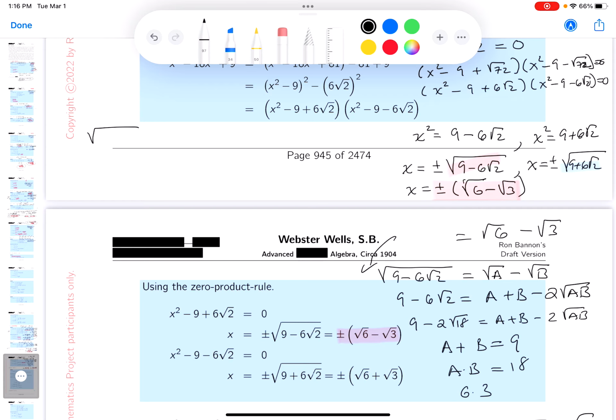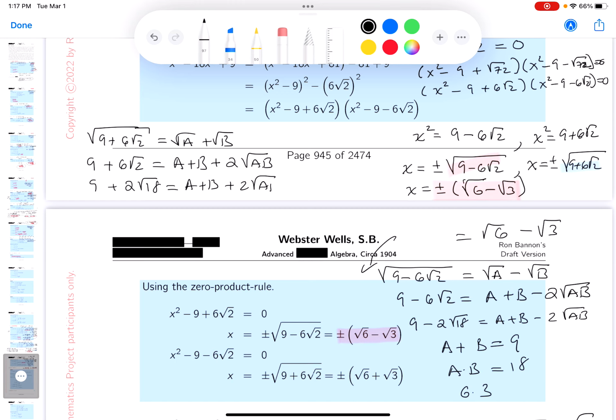I'm really looking at the root of 9 plus 6 root 2, and I'm going to make an assumption that this is root A plus root B. Let's square both sides. You get 9 plus 6 root 2 equals A plus B plus 2 root AB. Well, just like I did before, I had to get that coefficient of 2. So 2, and this would be 18, A plus B plus 2 root AB. Well, I hope it's apparent that A plus B equals 9, and A times B is equal to 18. Well, we just did this one. And what's A plus B? Well, they have to be 6 and 3, because 6 times 3 is 18, and 6 plus 3 is 9. So we have this one done too.